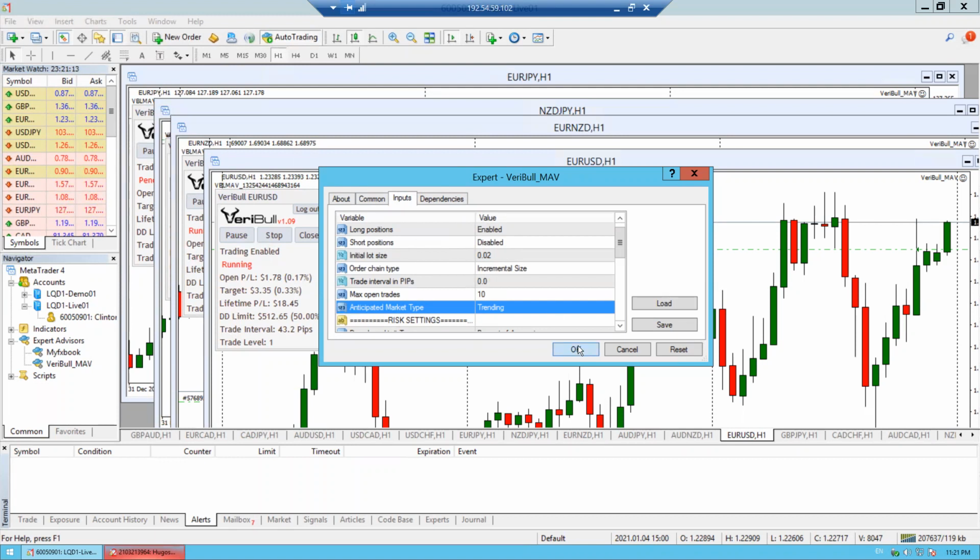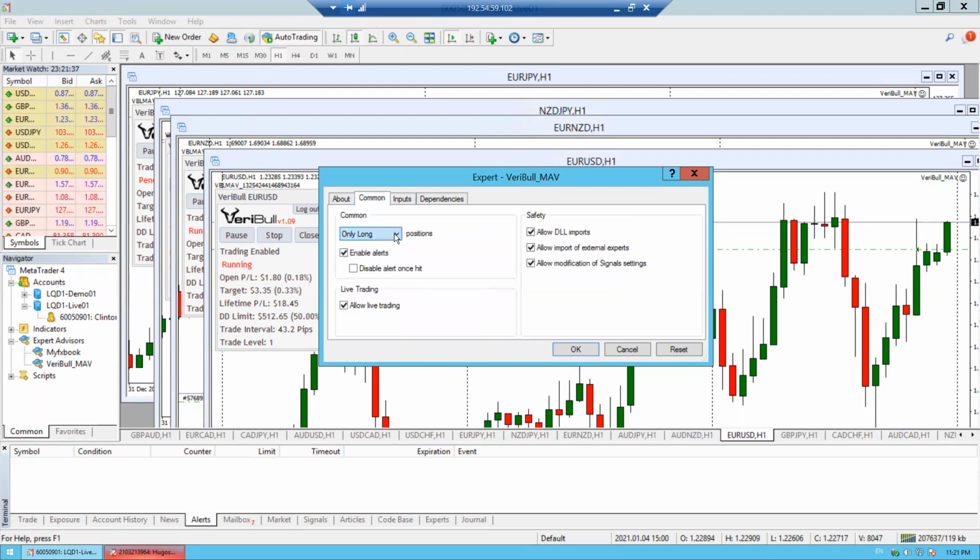So once you have it set to that, you would push OK, and it would start to only give you buys. If you want to switch it to sales, all you do is enable short positions and disable long positions to switch it to sales only. And then in here, you would also put it at only shorts for sales. That's what you would do. So this is basically how you dictate the flow of the markets with Veribull.